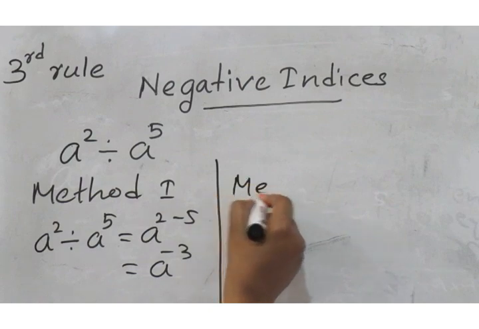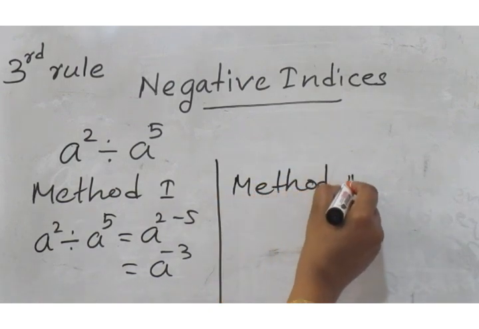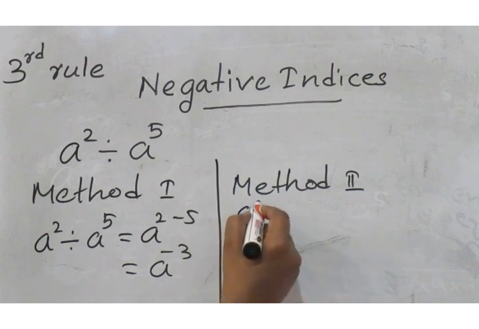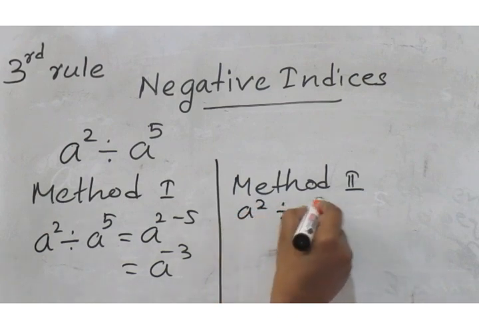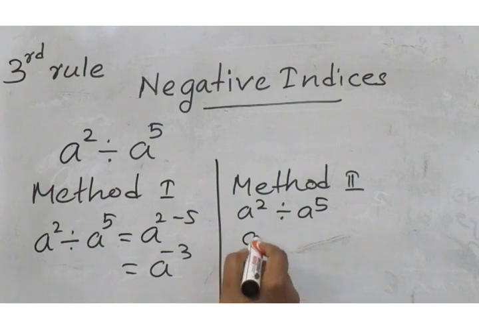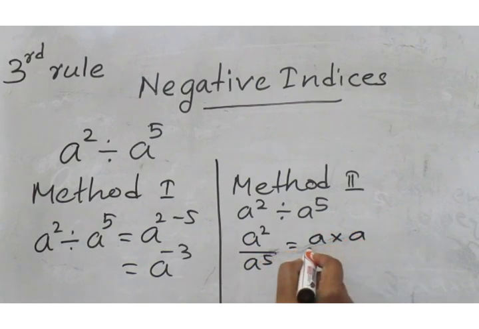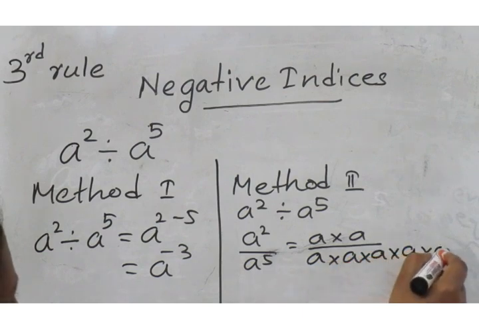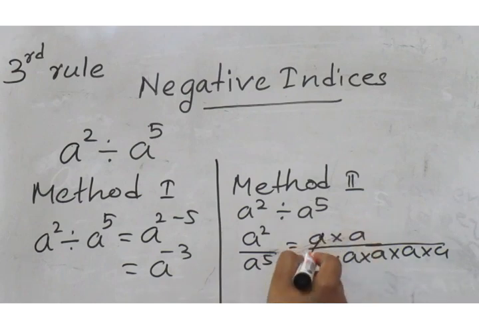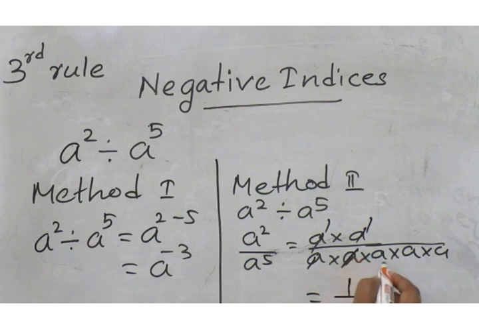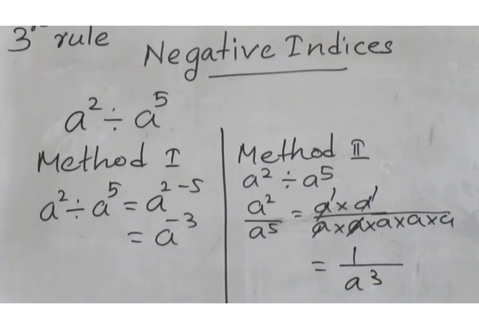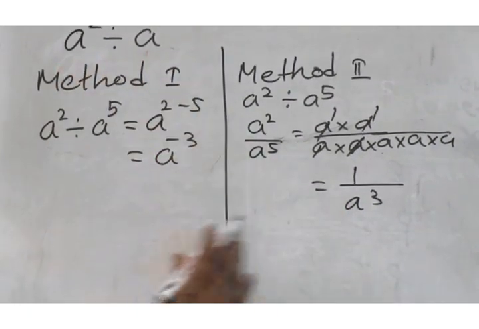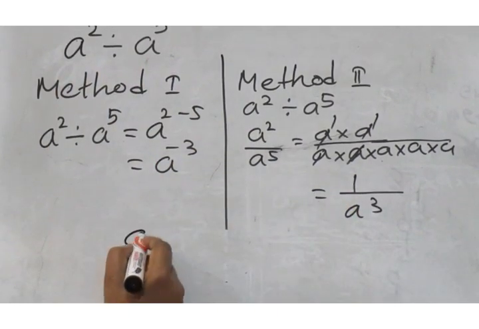Now see method 2. Write this as a fraction and take the expansion form of the numerator and denominator. Then the right hand side expression can be simplified in this way. Then the answer is 1 over, write this as a power, a to the power 3. Now there are two answers for the same expression. Therefore these two should be equal.